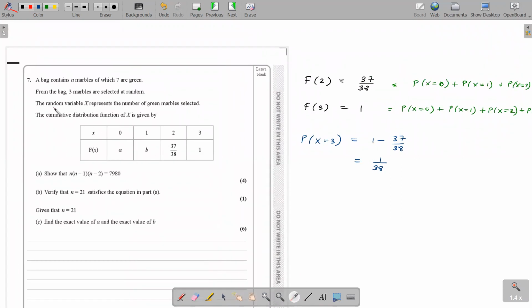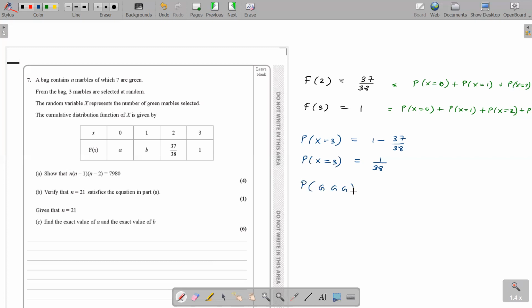What is x equal 3? The bag contains n marbles, of which 7 are green. From the bag, 3 marbles are selected. Read the question again. The random variable x represents the number of green marbles selected. So basically, I have here the probability that x equal 3, the individual probability. In F2 also, I don't have the individual probability. The only individual probability I have is for x equal 3, which means I have taken 3 green marbles. So can't you write the probability of taking 3 green marbles?